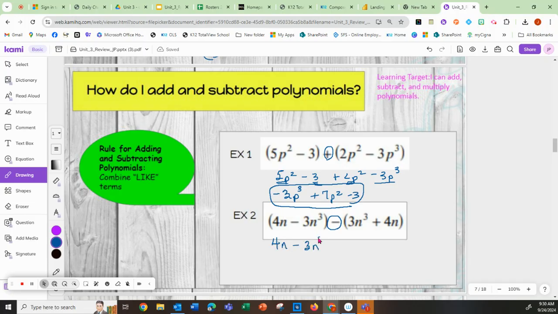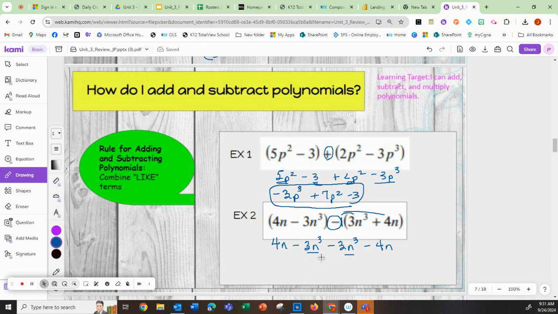So you're going to drop the first set of parentheses when you're subtracting two polynomials, and then you can either subtract each term in the second parentheses, or I like to think of this as distributing a -1. So it's going to give me a -3n cubed minus 4n. So subtracting, you do have to change the sign of everything in the parentheses that you're subtracting. You can either think of that as subtracting each term, or multiplying by -1.